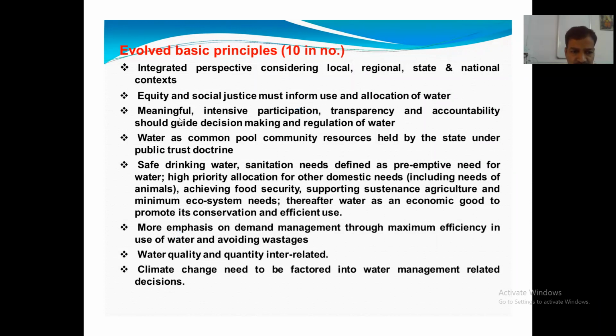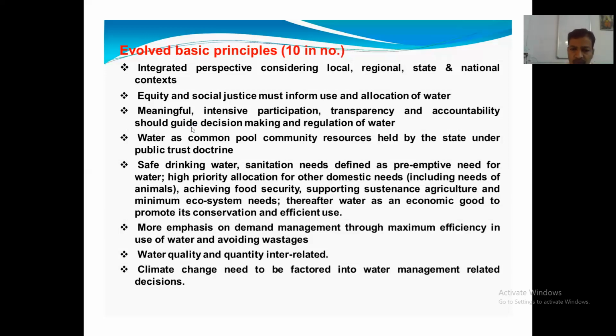That are studied. Equity and social justice must inform use and allocation of the water. For allocation of water, there should be equity and social justice for the use and allocation of the water. This is one of the principles that is considered. Meaningful, intensive participation, transparency and accountability should guide decision making and regulation of the water. Transparency should be there.